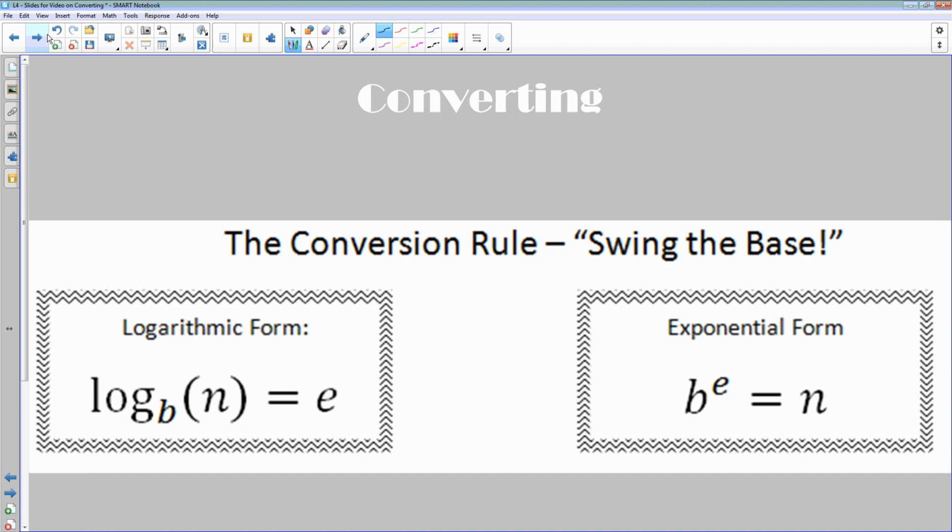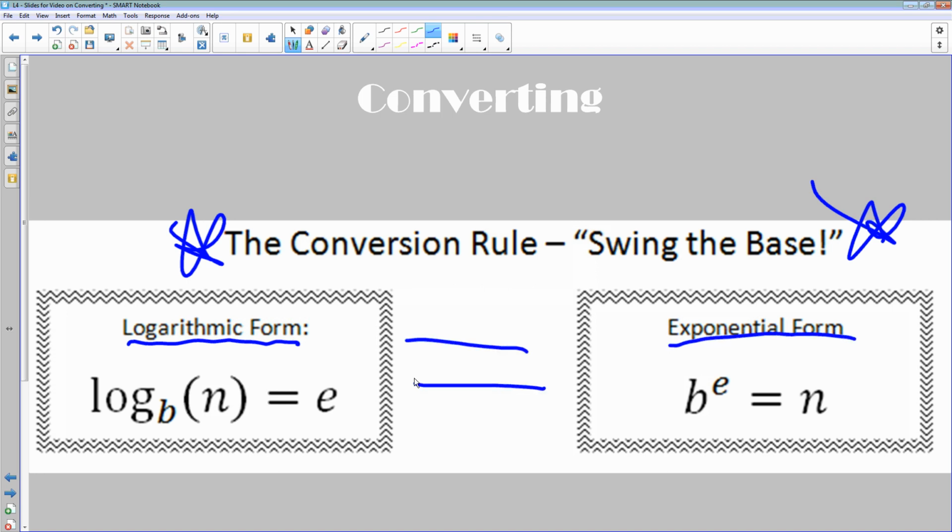So let's look at this whole converting thing first. Our conversion rule is we are going to swing the base. Here is logarithmic form, and here's the exponential form. These are equivalent to one another. You can go back and forth between the two forms. To do that, we swing the base. Notice your base is always located here on a log. If we swing it over here, now it's at the bottom. This e is now my exponent, and it's equal to the n number that was inside of that log.